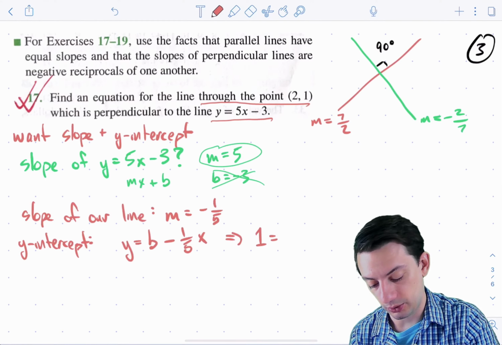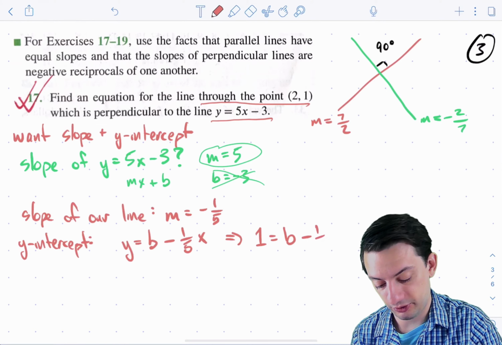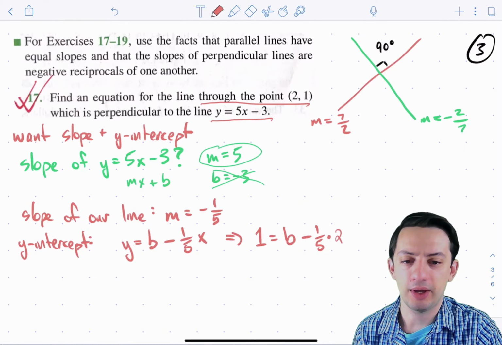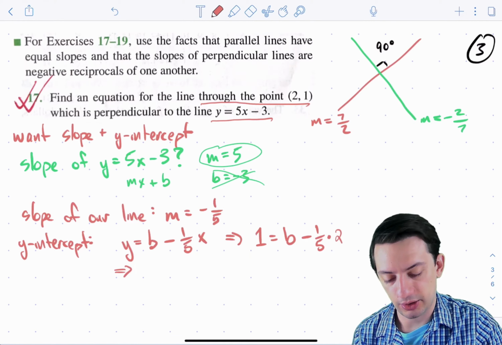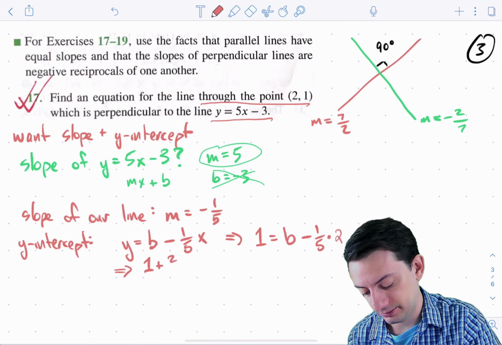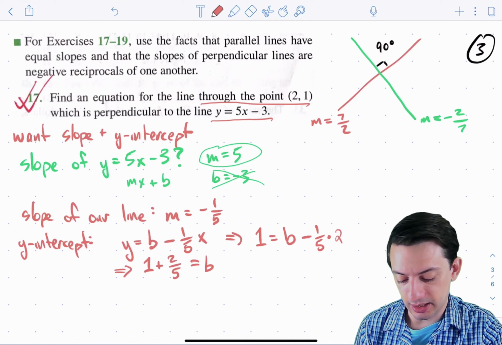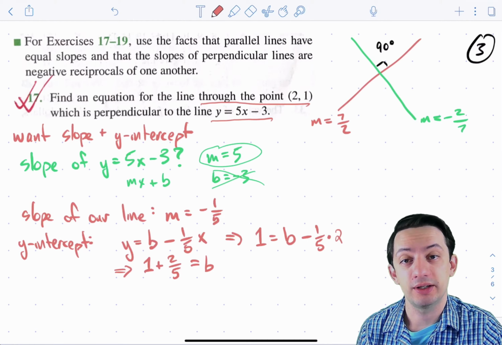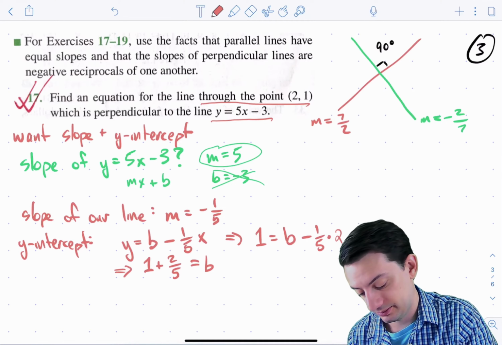So 1 equals b minus 1/5 times 2. And now we have to solve this equation. So let's, the 1/5 times 2, that's 2/5. And let's add that over to the other side. That tells us that b is 1 plus 2/5. Let's find a common denominator. 1 is 5/5, so that's 5/5 plus 2/5 is 7/5.